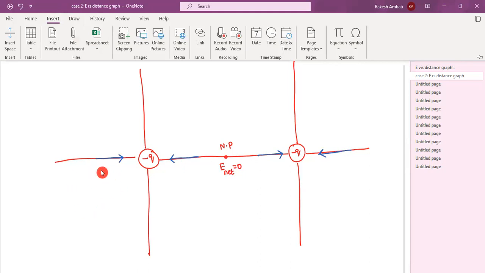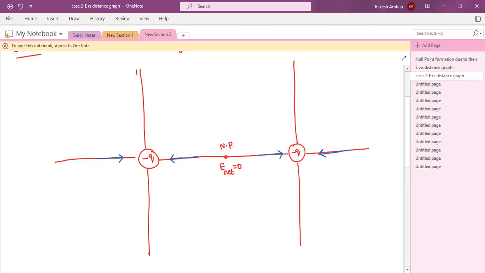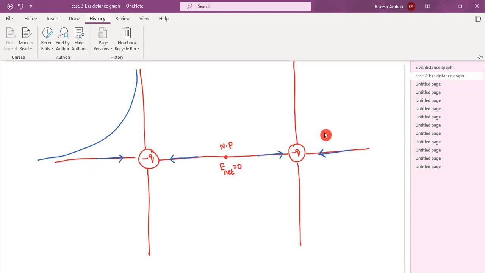In this part, the electric field is in the positive direction, so we have to draw the intensity graph on the positive side. As the distance increases, the intensity gradually decreases. Then, now this portion.